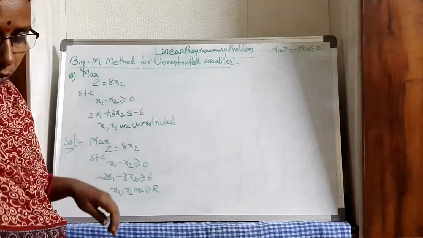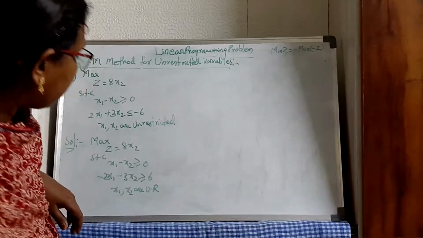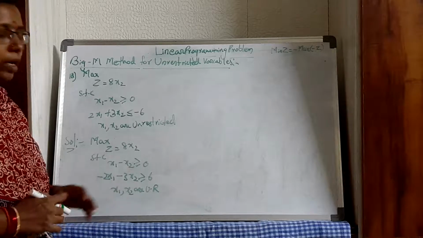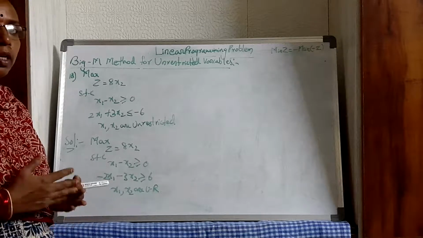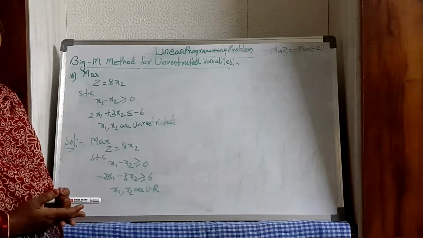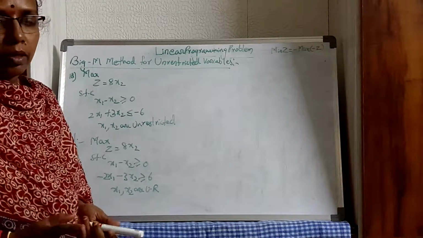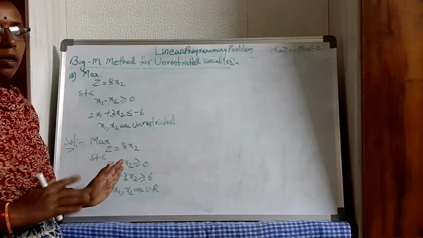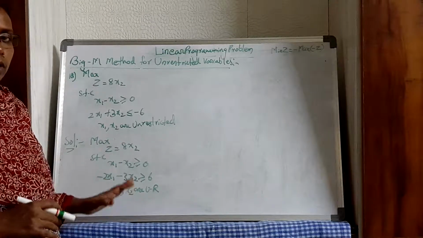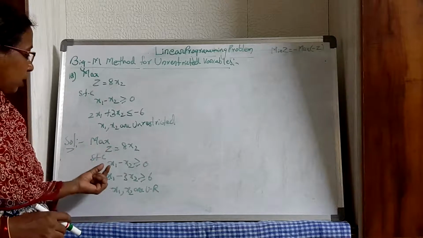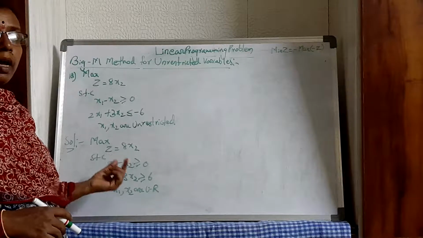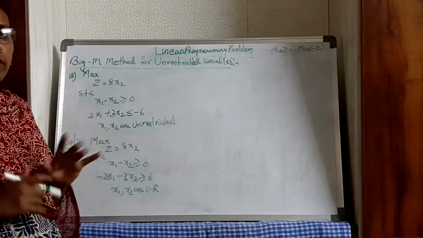Now next, what should I do? x1 and x2 are unrestricted, which means x1 and x2 can take any value, either positive or negative or zero. But to apply the simplex method, the variables should be non-negative. That means you should have only positive values. So what will we do? We'll express these unrestricted variables as the difference of two non-negative variables.